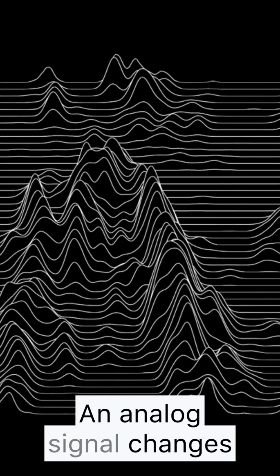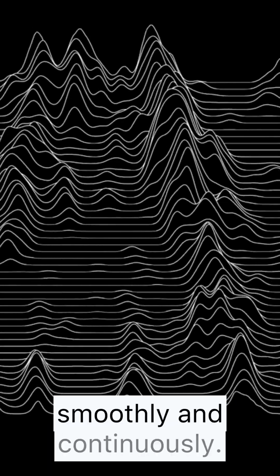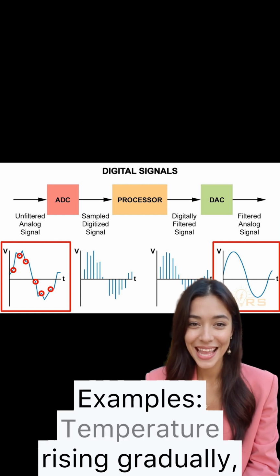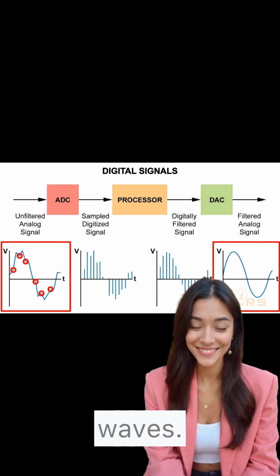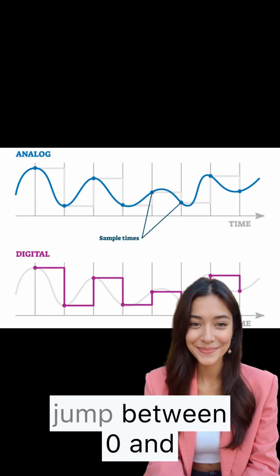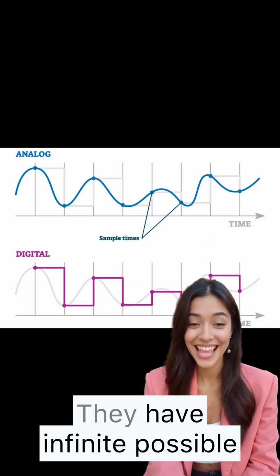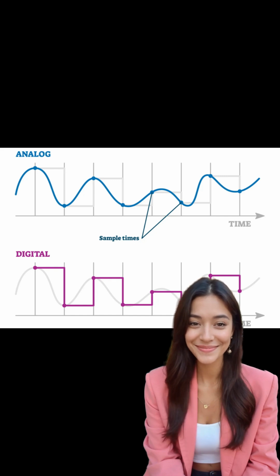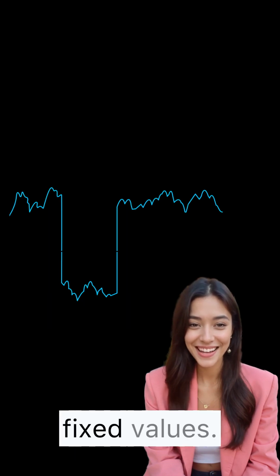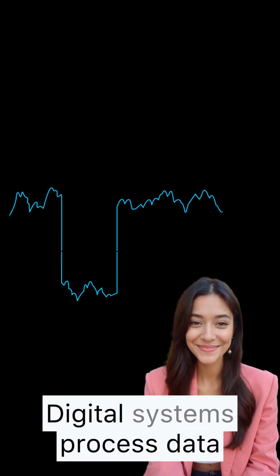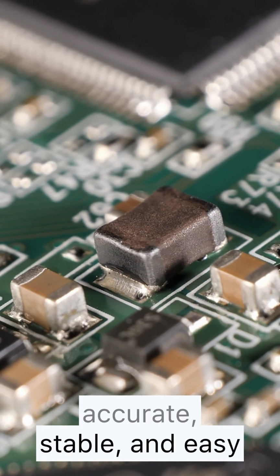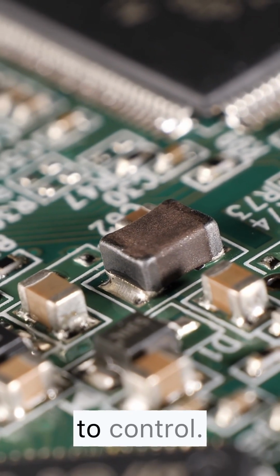An analog signal changes smoothly and continuously. Examples: temperature rising gradually, light brightness changing, sound waves. These signals do not jump between 0 and 1. They have infinite possible values. A digital signal has fixed values, usually represented as high or low. Digital systems process data as numbers. This makes digital systems accurate, stable, and easy to control.